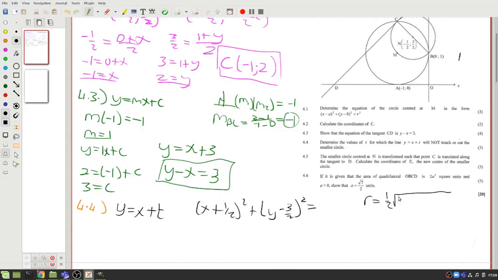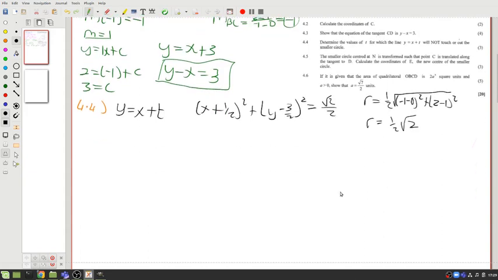Okay, so BC: the difference between the x values is -1 minus 0, so -1 minus 0 squared, plus the difference in the y values, 2 minus 1 squared. So r equals a half of the square root. 1 squared is 1, 1 squared is 1, so that's 2. Half square root 2, or square root 2 over 2. Doesn't matter how you write it. Fantastic, so we have our 2 equations.